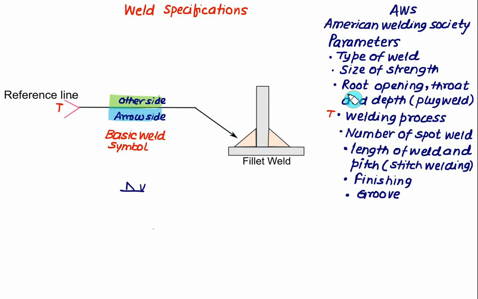If it is a butt joint, then you have to show the symbol of a root opening, throat and depth in the case of plug weld. So this one is the same place, you have to use the symbol equal to R. R means here we have a root opening or throat and the depth.